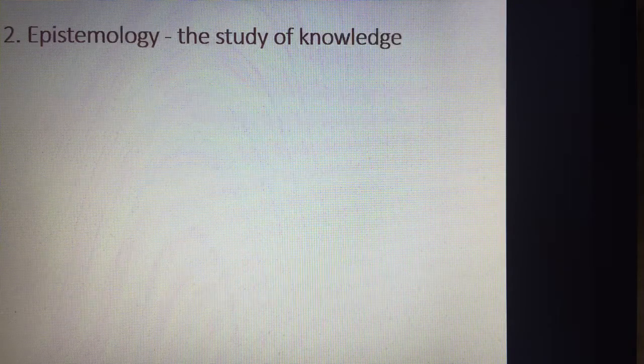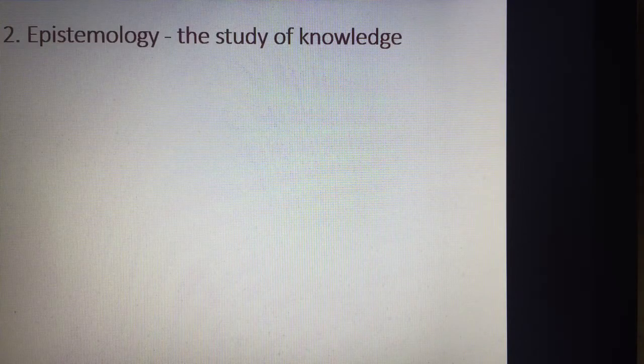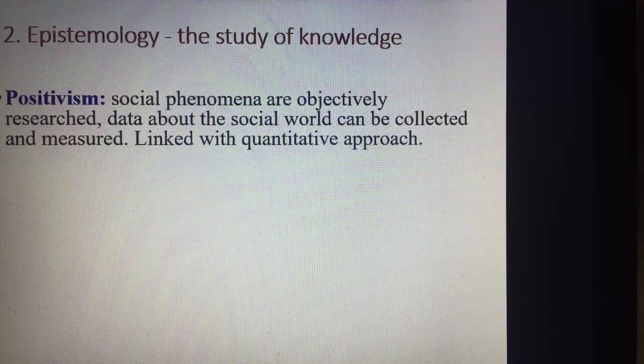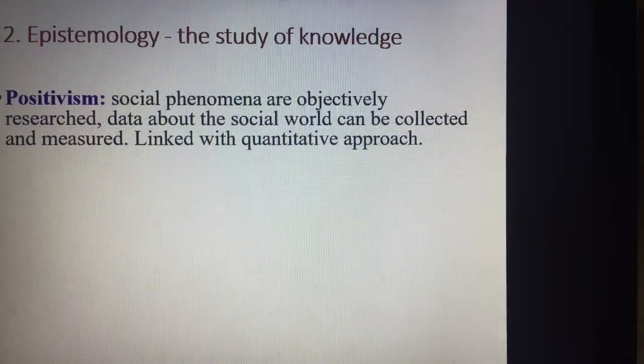The other study is called epistemology, and that is the study of knowledge. This one has got positivism, where social phenomena are objectively researched. Data about the social world can be collected and measured, and it is linked with the quantitative approach. Quantitative approach and qualitative approach, I will describe and explain in another episode, which I will record later on in this series of research methodologies.